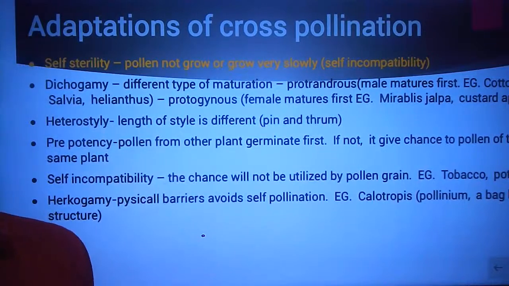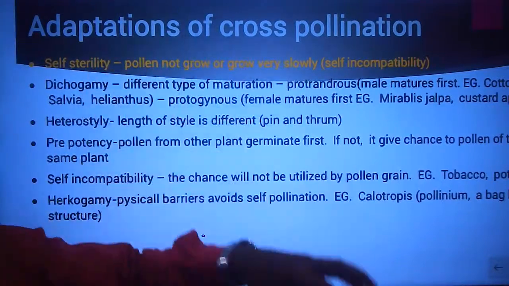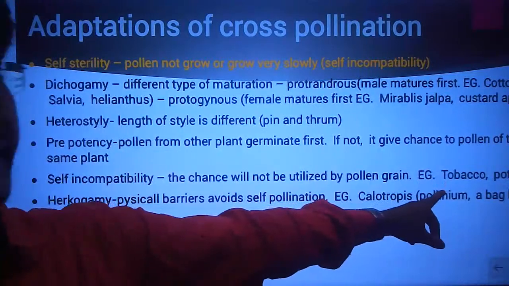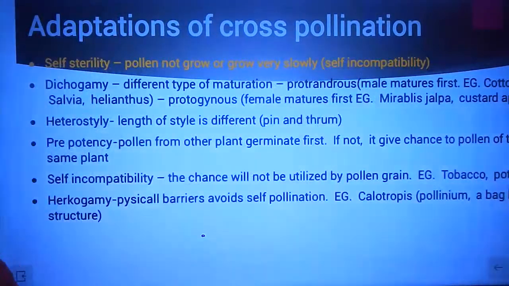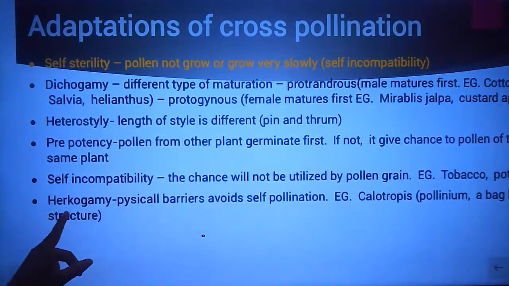Even after that, if the pollen grain is not making use of the opportunity given by the stigma, the female part, then it will be forced to take pollen grains from the external agency. Examples: tobacco and potato. This type of self-incompatibility takes place.